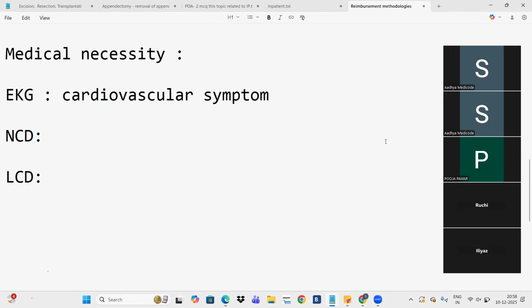Clear? NCD, LCD. We just need to check whether the related diagnosis is documented or not. If it is documented, we need to code. If you do not code it, it shows the medical necessity edit. Please provide the supportive diagnosis for the particular procedure.